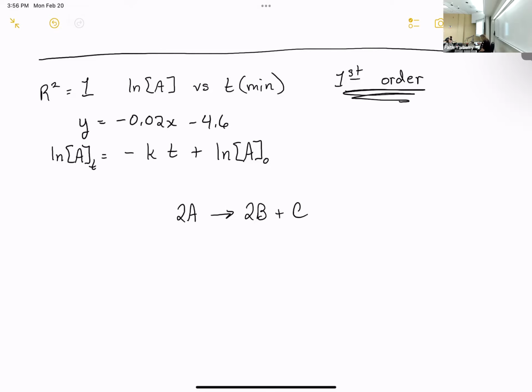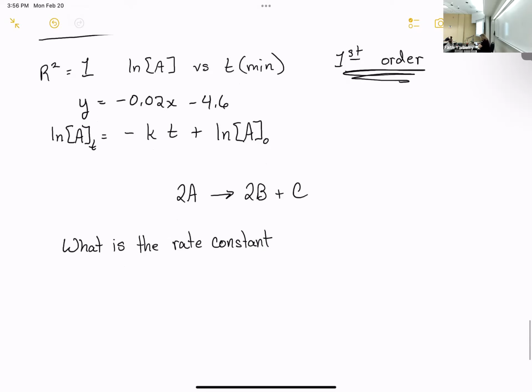Now, if I said, okay, what is the rate constant? What we know is that a negative k is equal to a negative 0.02. So k is going to be equal to 0.02. And because it is first order, the units is going to be per second.